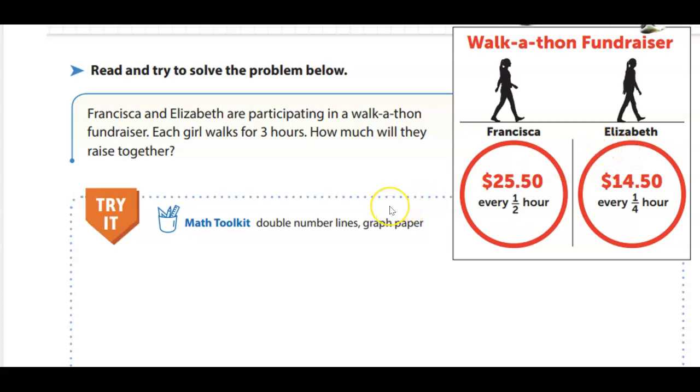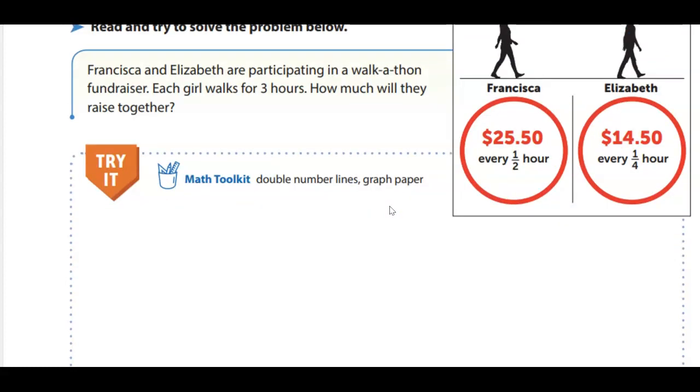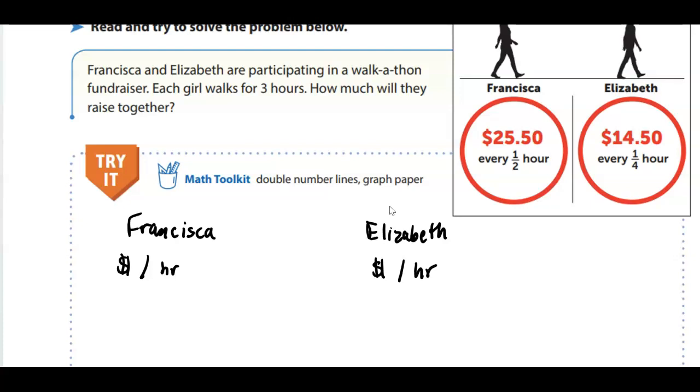The first thing you want to do is for Francesca and Elizabeth, find out their unit rate. The unit rate is dollars per hour for both of them. So let's find out what they're currently at. Francesca is at $25.50 per half hour. So we want to divide $25.50 divided by 1/2.